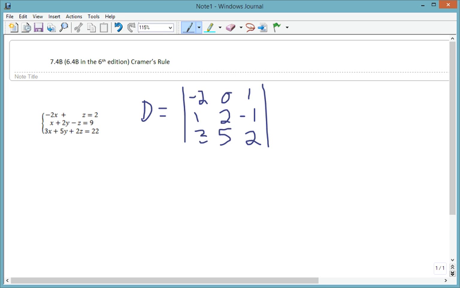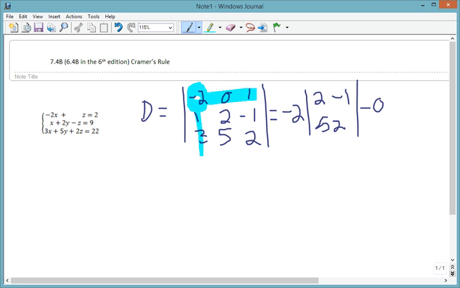I noticed that across the top I have a 0, so that would be a good one to do. I'm just going to expand across the top. So the first one is this negative 2, and I'll cross off the row and the column that it's in. And so I have negative 2, and it's in a positive spot, right, an adding spot. And then we have 2, negative 1, 5, 2. And then I have, this would be subtract, but it's going to be 0. And it doesn't really matter what the 2 by 2 determinant is, because it's going to be multiplied by 0. So it can't be anything other than 0.